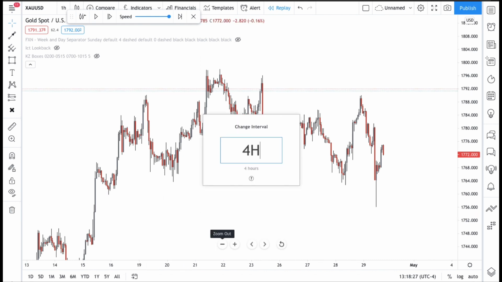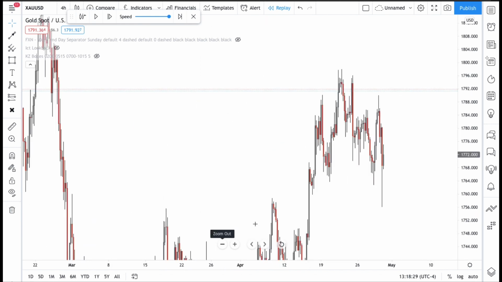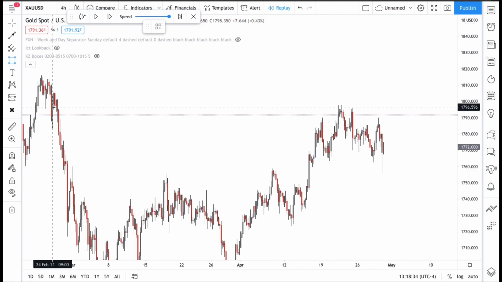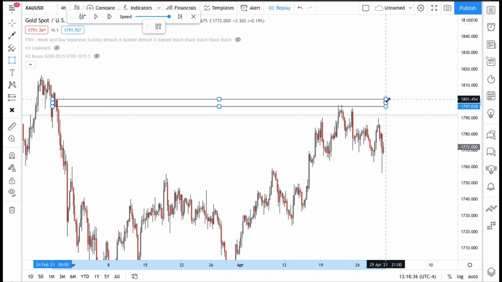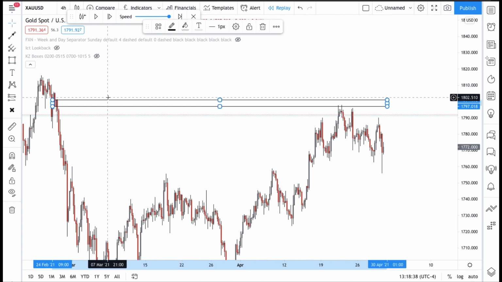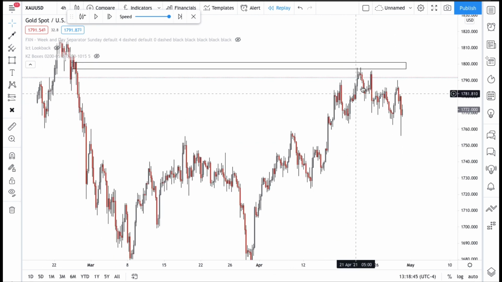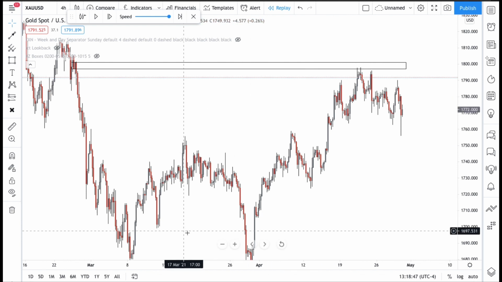Now we go to the 4 hour and we mark out the first order block that price has reacted off before we got in our entry on the confirmation entry point. Alright, so we have identified that price has now reacted off our 4 hour order block.